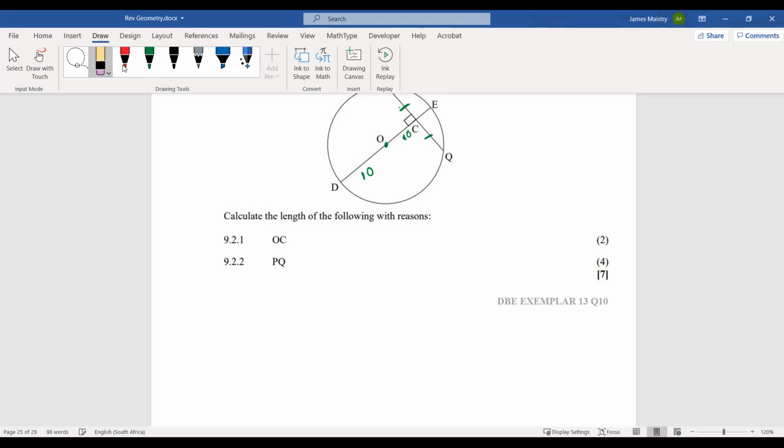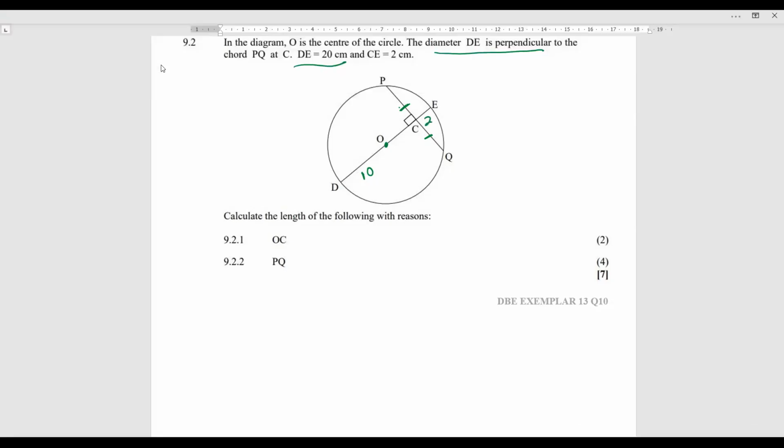I want to take out this 10 now because we've got more information coming in. If they tell us CE is 2 and we know OE is 10, how long is OC? 8, sir. I've got load shedding at 6. That's why I have to end in the next 5 minutes, all right? I have load shedding coming up very soon.